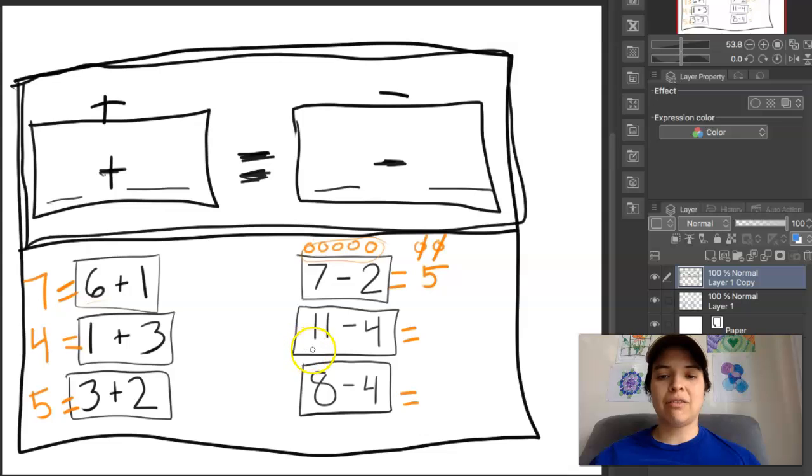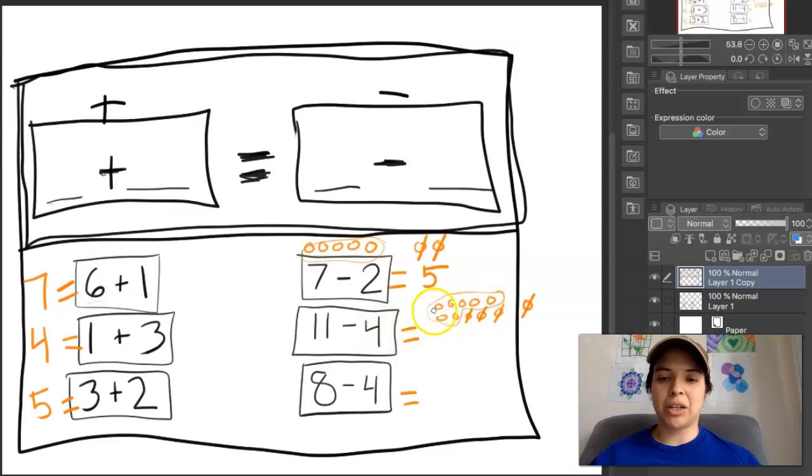Let's go down to this one. 11 minus 4. Ooh, 11 minus 4. Well, I can draw that too. So I know 11. 1, 2, 3, 4, 5, 6, 7, 8, 9, 10, and then one more. 11. And I know that I'm going to subtract, so I'm going to cross off 4 of those. So I'm just going to go 1, 2, 3, 4. And then what I have left is our answer.